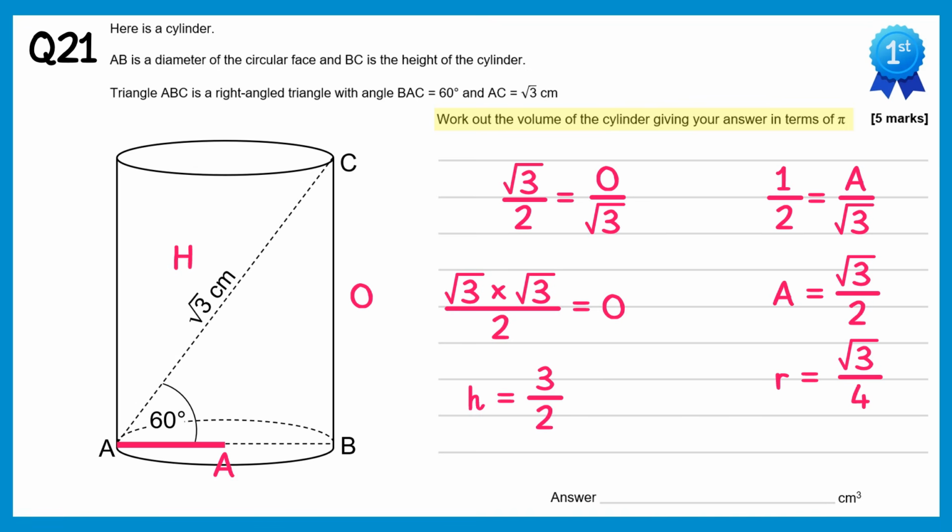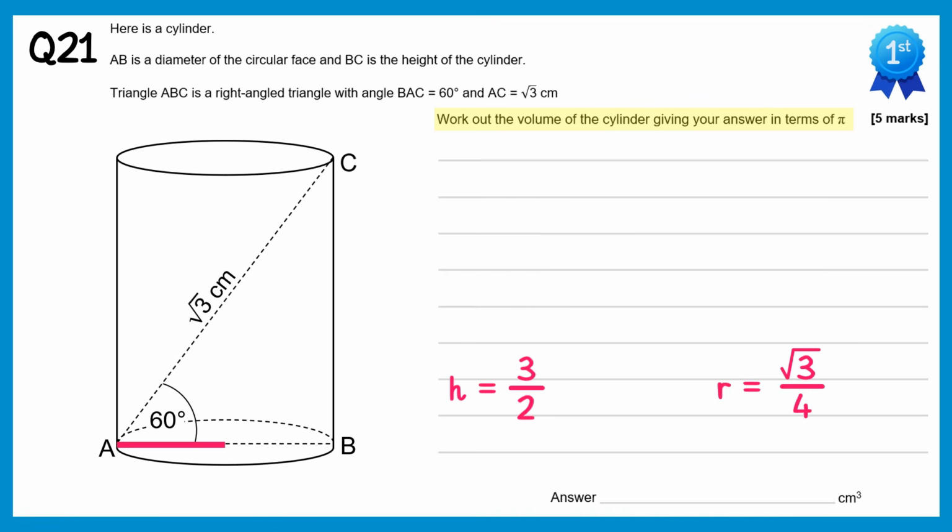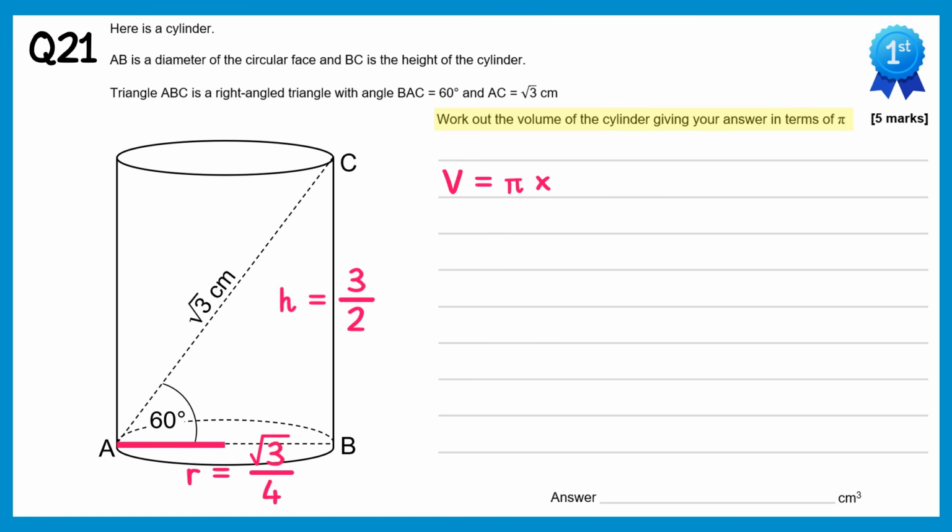We can now use this height and this radius to work out the volume of the cylinder. So the volume of a cylinder equals pi times the radius squared, so we need square root 3 over 4, times another square root 3 over 4, and then times the height, which is 3 over 2. We can tidy this up quite easily. Let's multiply all of the numerators on the fractions here. Root 3 times root 3 is 3, and times another 3 gives you 9, and on the bottom 4 times 4 times 2 gives you 32. So we end up with 9 over 32 pi, which you could also write as 9 pi over 32.